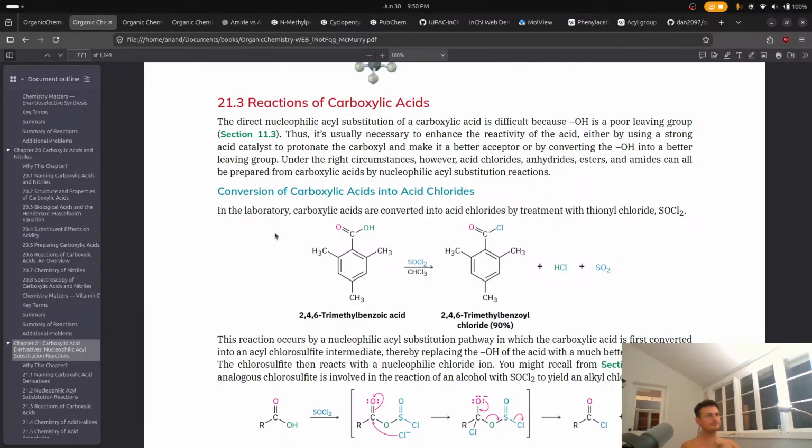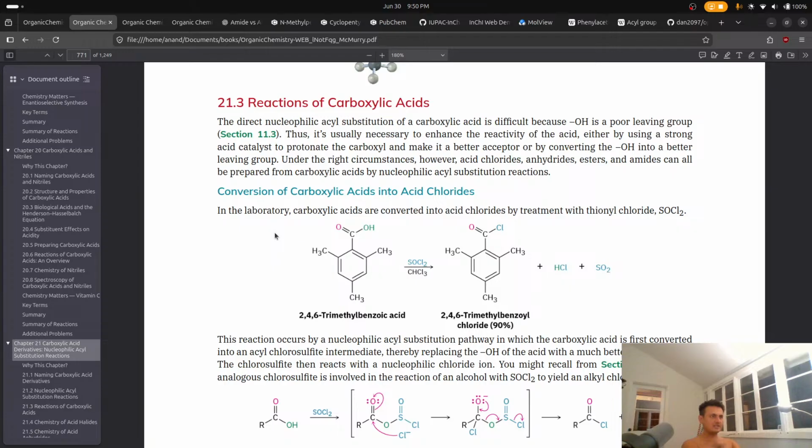poor leaving group. Thus, it's usually necessary to enhance the reactivity of the acid, either by using a strong acid catalyst to protonate the carboxyl and make it a better acceptor, or by converting the OH into a better leaving group. Under the right circumstances, however, acid chlorides, anhydrides, esters, and amides can all be prepared from carboxylic acids by NASRs.